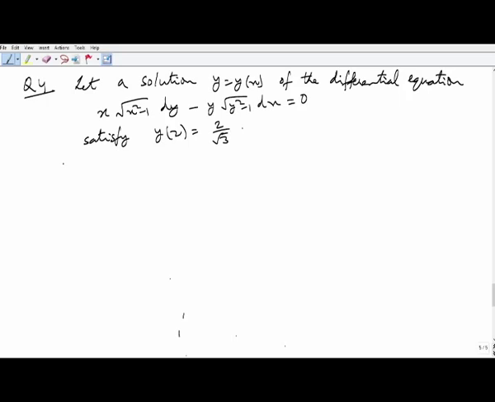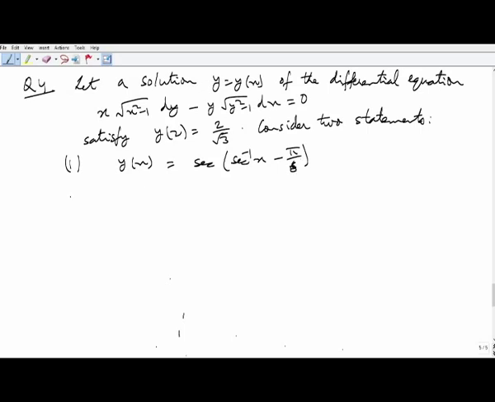Now, consider two statements. One is y(x) is equal to secant inverse x minus pi by 6, and second statement is y(x) is given by 1 by y is equal to 2 root 3 by x minus square root of 1 minus 1 by x square.